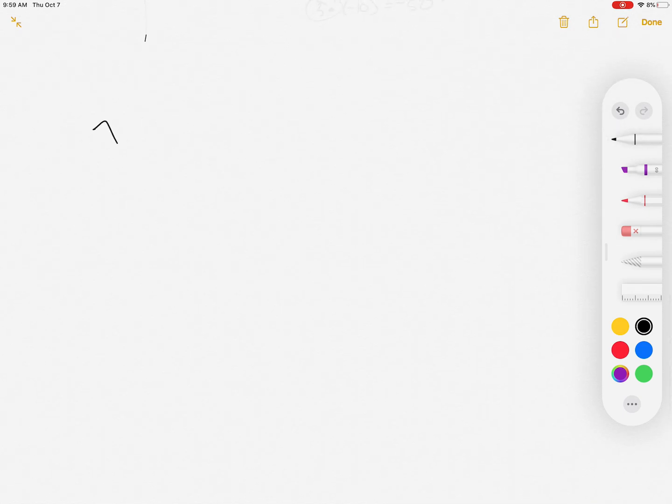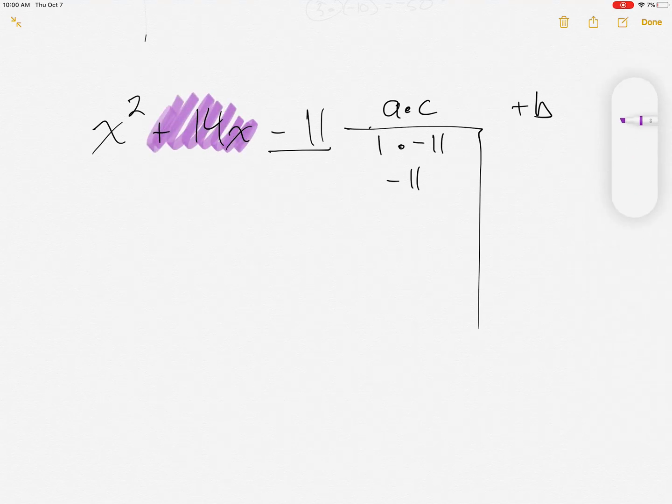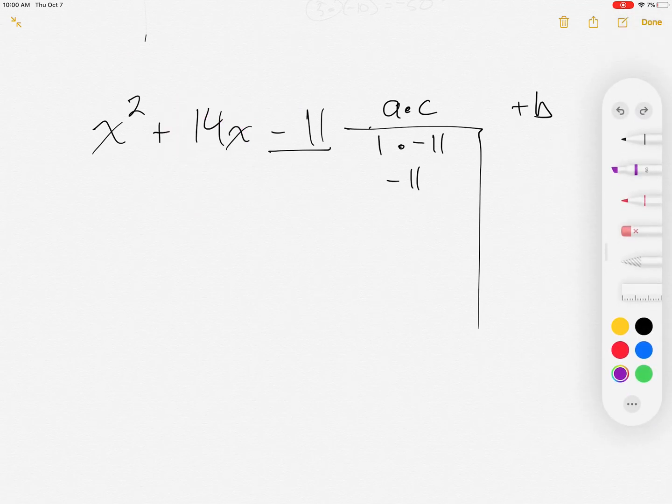So let's go x squared plus 14x minus 11. So what do? What's the technique? Yell it out. A times C add to B. So my A is 1. My C is right here, it's 11. A times C is negative 11. I'm working with the number negative 11. My B is the number in the middle, the one with the x. So my B is going to be positive 14.